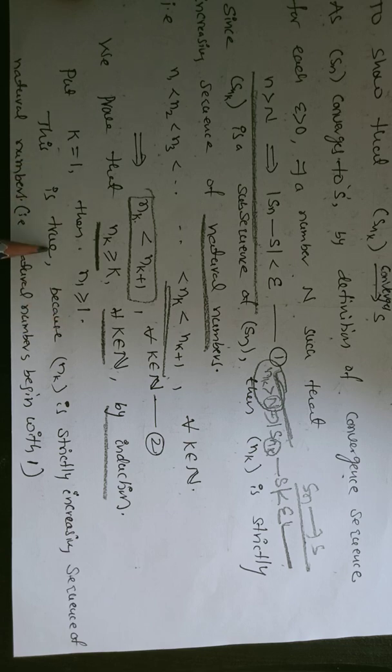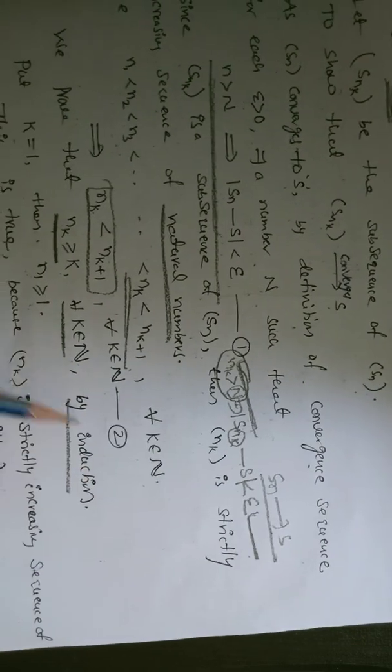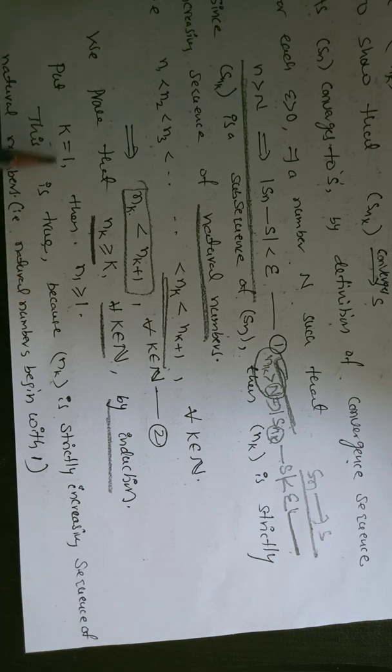This is true because nk is a strictly increasing sequence of natural numbers. n1, n2, n3 are a strictly increasing sequence of natural numbers starting with 1. For that, all the members of the sequence n1, n2, n3 must be greater than or equal to 1. I think you have understood. Here, putting k equal to 1 gives n1 greater than or equal to 1.